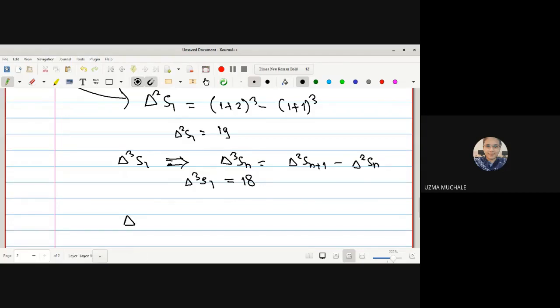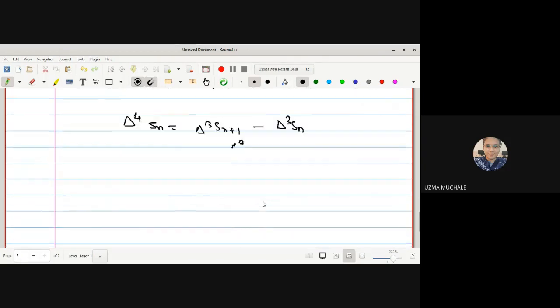Similarly, what will be the formula for delta raised to 4 Sn? It is delta cube Sn plus 1 minus delta cube Sn. So we can get the formula for delta raised to 4 S1, after putting the value n equal to 1, it will be 6.